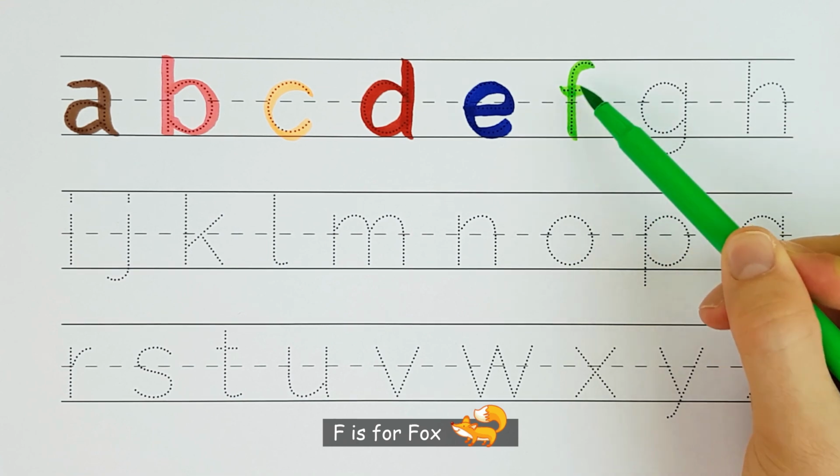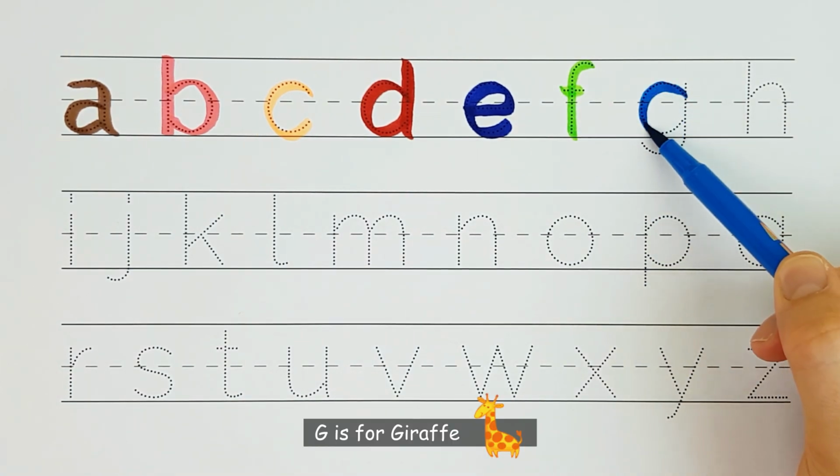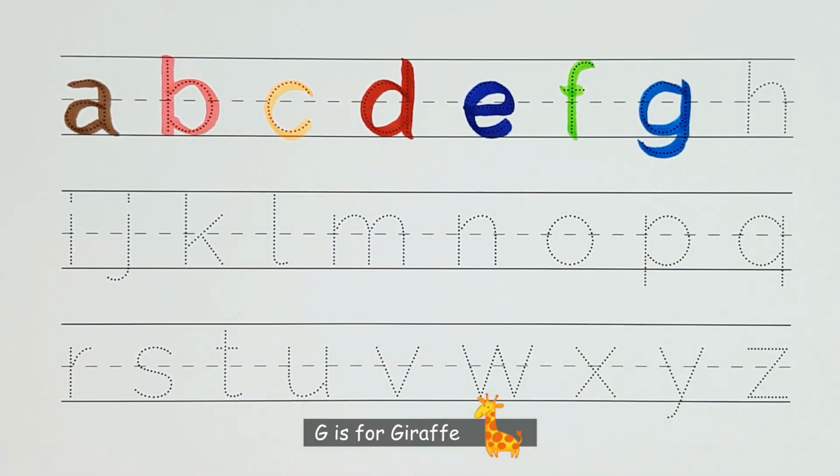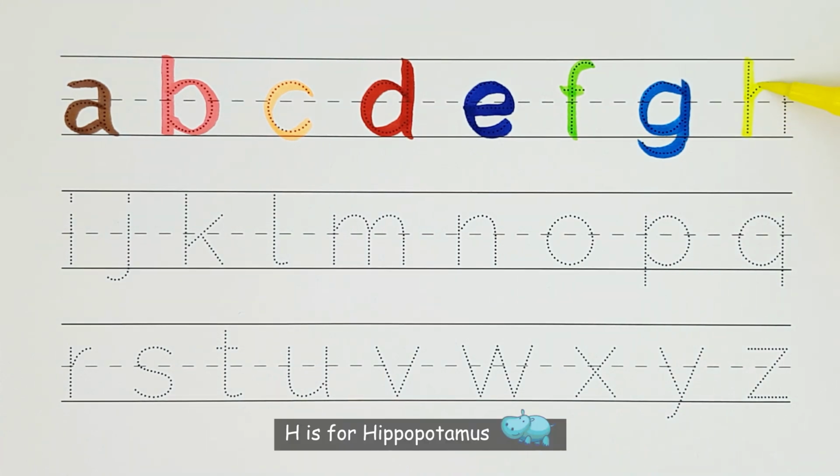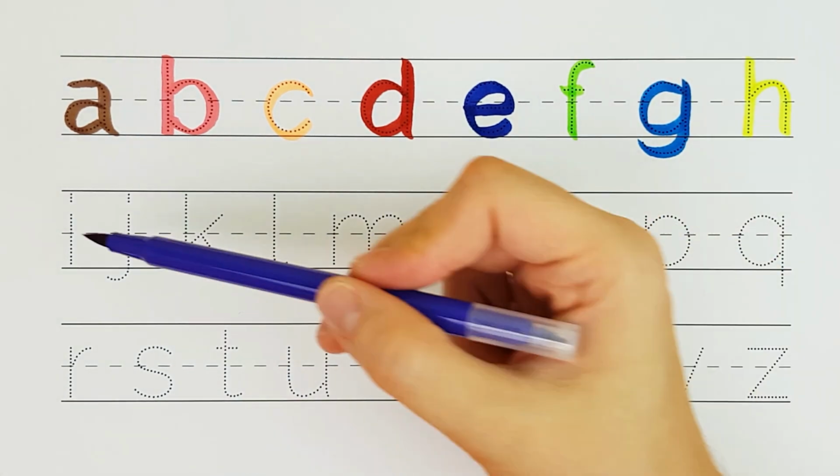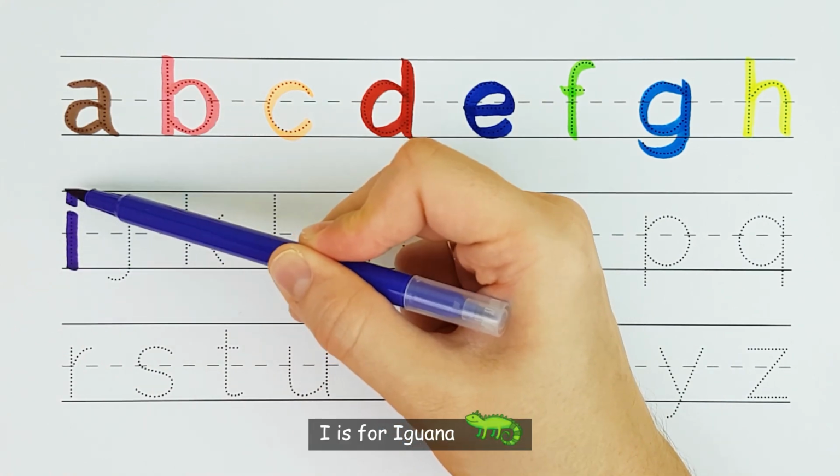F is for fox, F. G is for giraffe, G. H is for hippopotamus, H. I is for iguana, I.